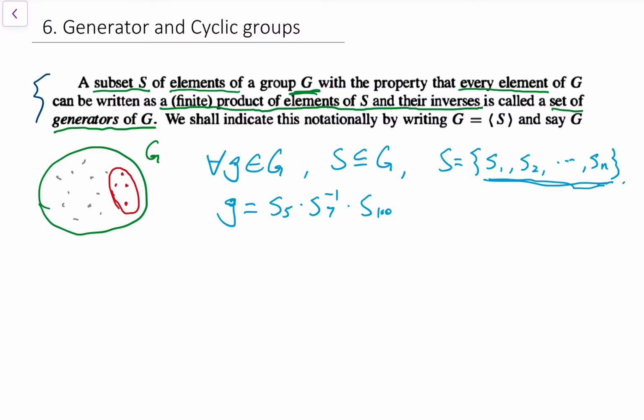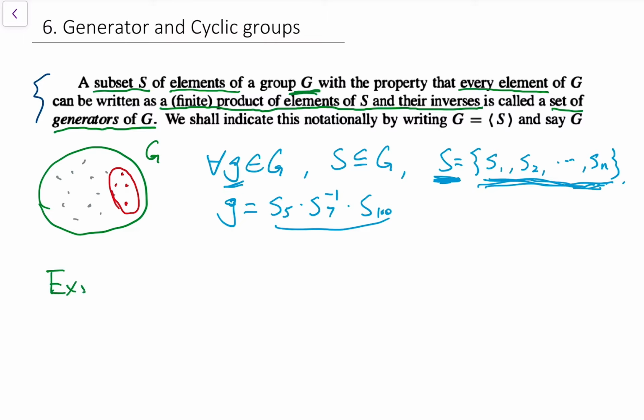If every element G in the group G can be written in such a format, which is the finite product of elements from here or the inverse of those elements, then this set S is called the set of generators. Okay, let's look at an actual example.